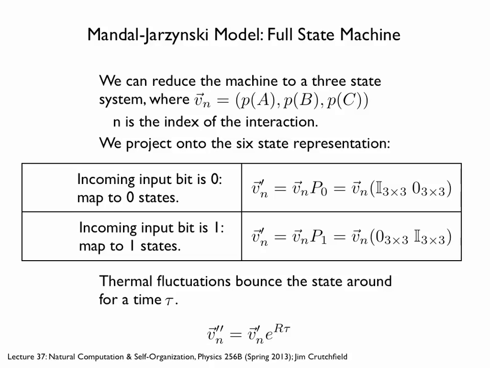Once we've projected onto the 6 state system, you bounce around according to the thermal fluctuations by operating this e to the r tau matrix, this Poisson process matrix, on Vn prime. So Vn double prime is Vn prime after projection and after the thermal fluctuation process.